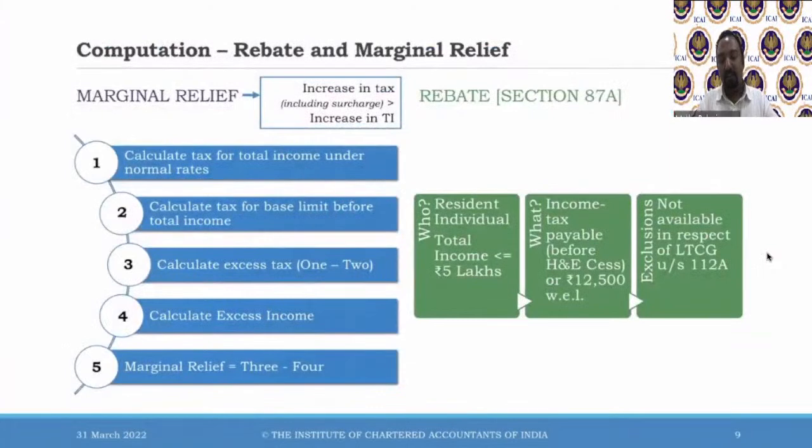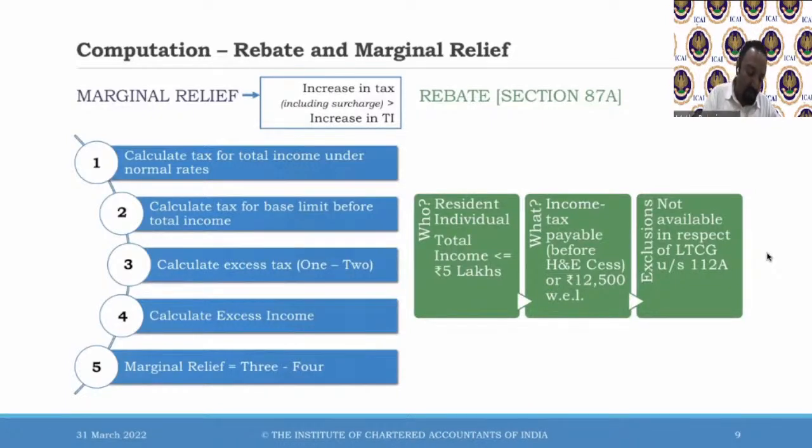Next, we'll discuss this concept of marginal relief. If you're eligible for rebate, you can also claim marginal relief, so we'll see both of these. What exactly is marginal relief? It is when the increase in tax, including surcharge, is greater than the increase in total income. Before understanding the text in the small box, we'll see the steps and a problem with numbers, and if you're still confused, we'll come back to that little box.